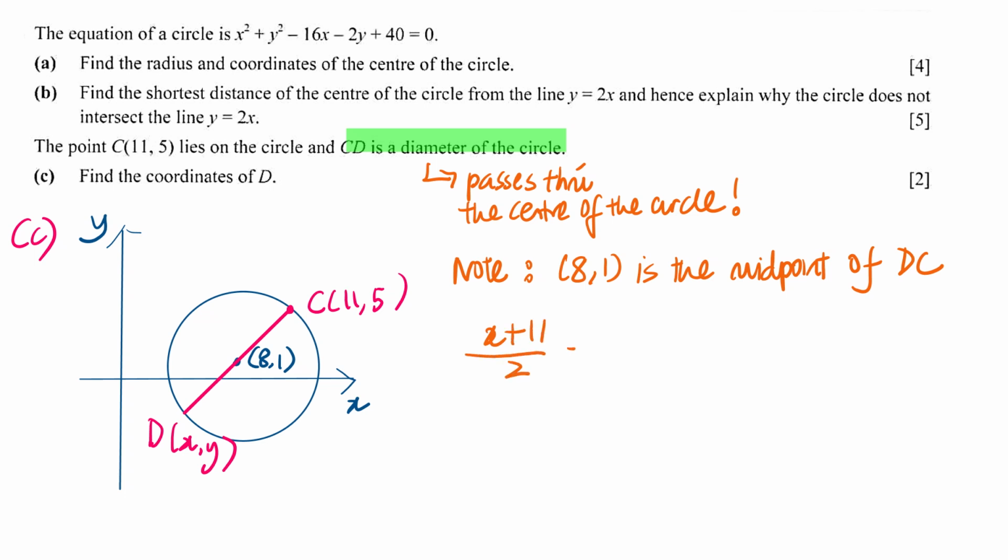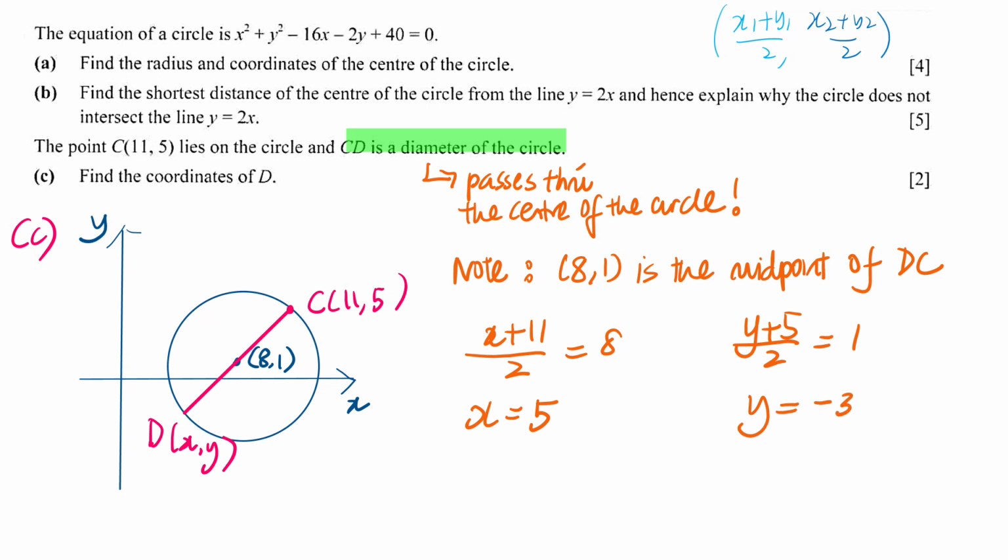So we're going to use the formula to find the midpoint, which is x1 plus x2 divided by 2, y1 plus y2 divided by 2. So that will be x plus 11 divided by 2 equals the center of the circle 8. And that gives us x to be 5, and y plus 5 divided by 2 gives you the y coordinate of the center of the circle. So therefore, the coordinates of D would be 5, -3.